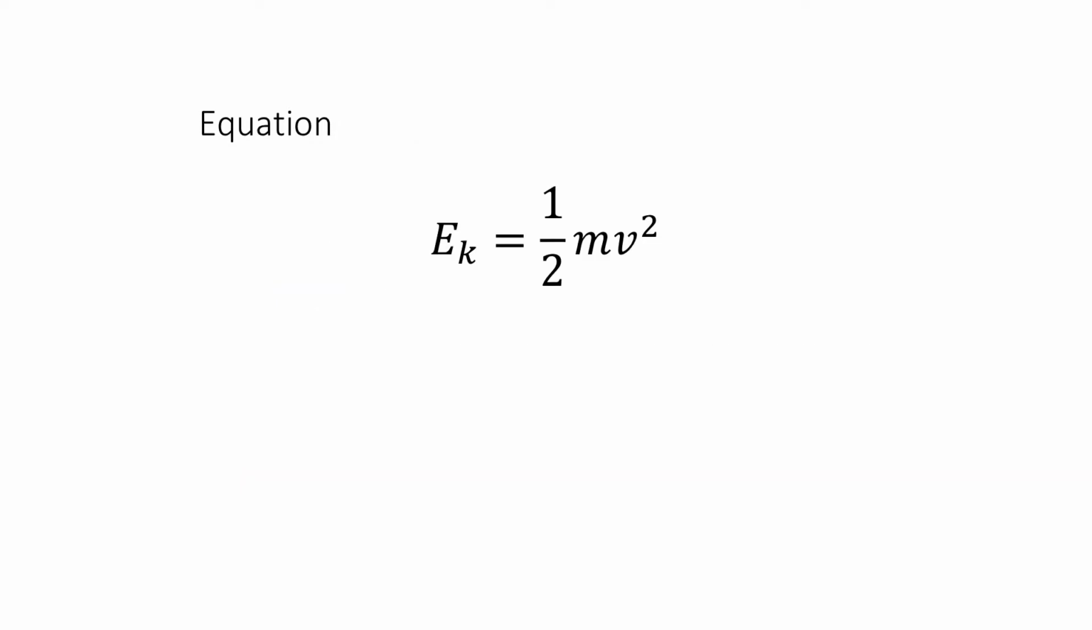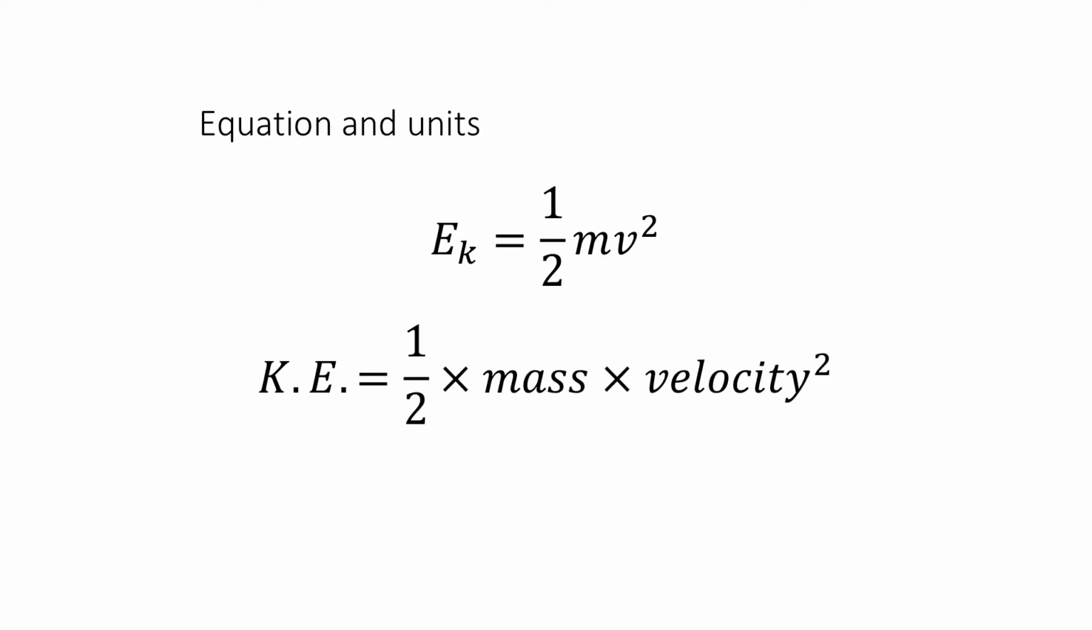So if we start with the equation for kinetic energy, now it's often written as EK equals a half mv squared, where E stands for energy, K stands for kinetic, so kinetic energy, and then some people write the half as 0.5, or they also write it as mv squared divided by 2.